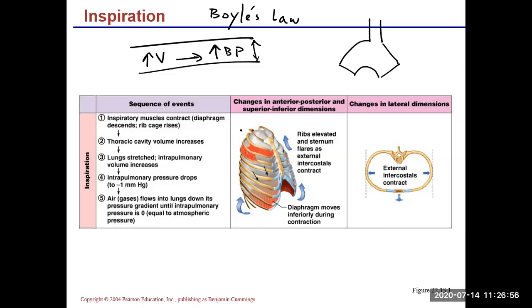Now, during inhalation, also known as inspiration, what happens? The diaphragm moves inferiorly. During the contraction, the diaphragm goes inferiorly. So if this is the diaphragm right over here, it moves downwards. If it moves downwards, that gives opportunity for the lungs to expand. It has more room now, and that's what happens.